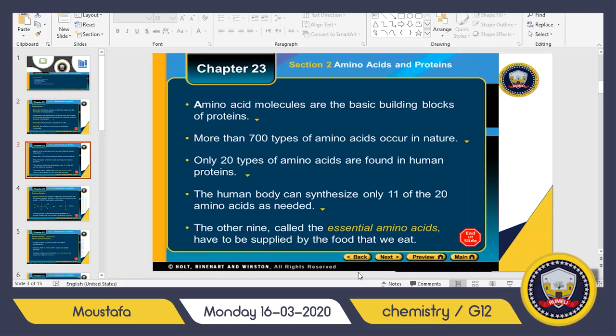Before starting, we have to understand some facts. The first one: amino acid molecules are the basic building blocks of proteins. Second, more than 700 types of amino acids occur in nature. Third, only 20 types of amino acids are found in human protein. Fourth, the human body can synthesize only 11 of the 20 amino acids as needed, and these 11 are called non-essential amino acids. The other 9 are called essential amino acids.